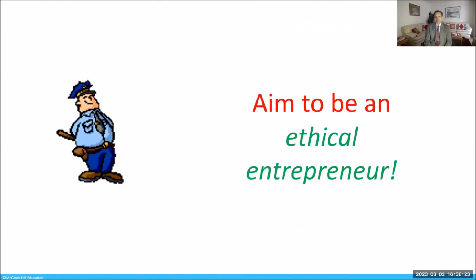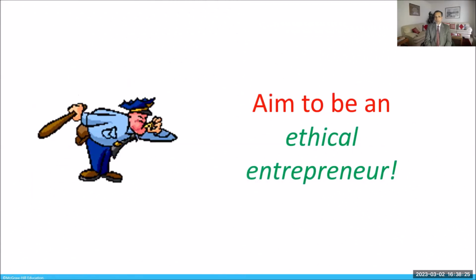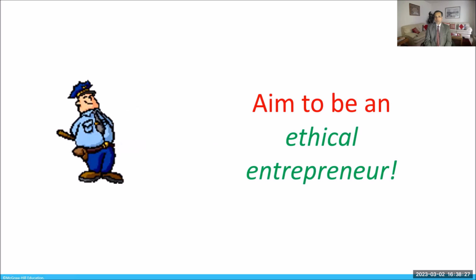In summary, there are some implications for the global entrepreneur. The cultural, the political, the economic, and the distribution systems of a country do influence its attractiveness as a potential market and investment opportunity for entrepreneurs in other localities. As always, aim to be an ethical entrepreneur, an ethical researcher, and have a global mindset.